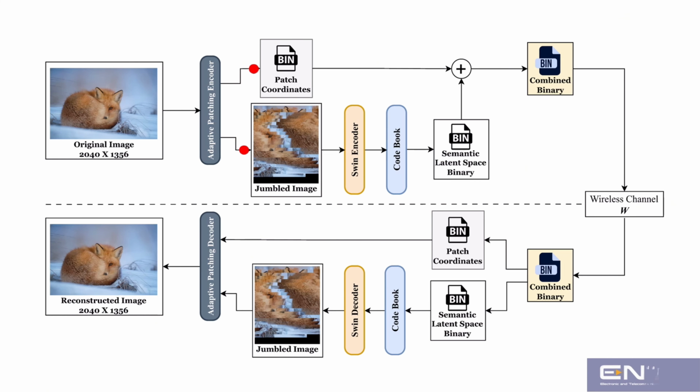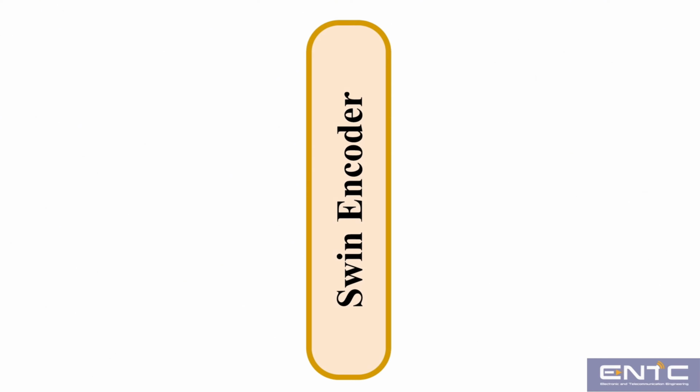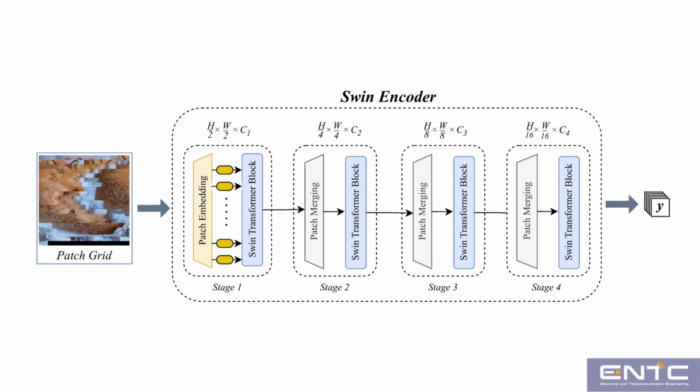Adaptive patching module outputs the jumbled image and patch coordinates binary file. Then the jumbled image is sent to the SwinEncoder for feature extraction. Let's deep dive into the SwinEncoder architecture and mechanism. Here is the SwinEncoder architecture.